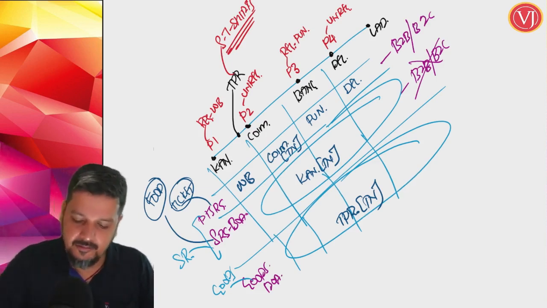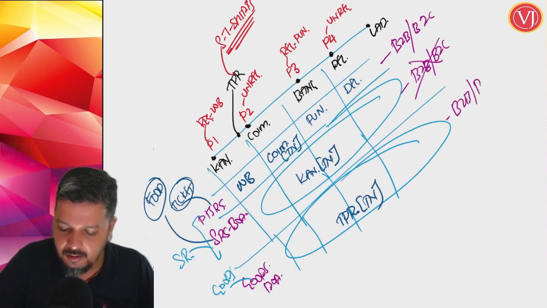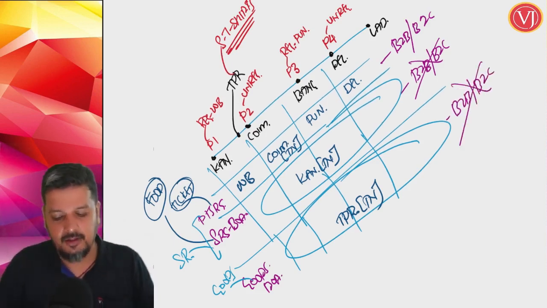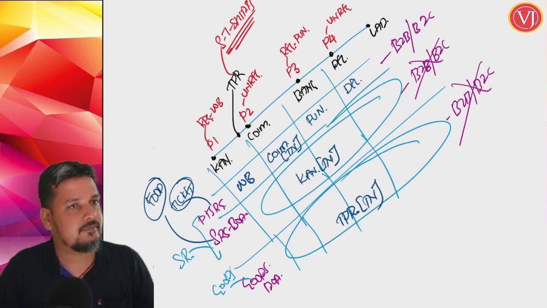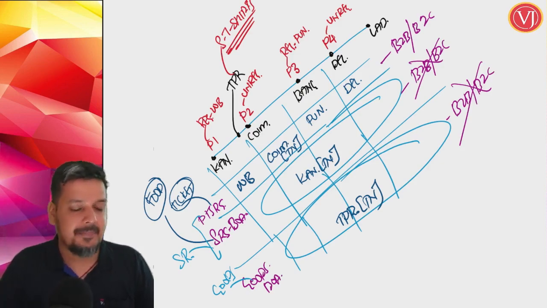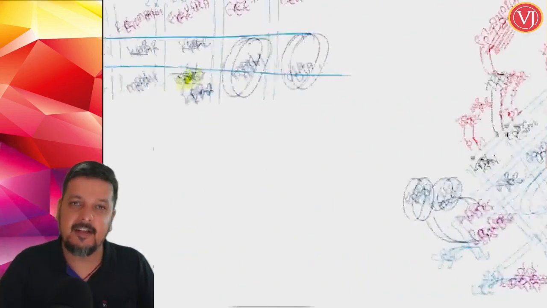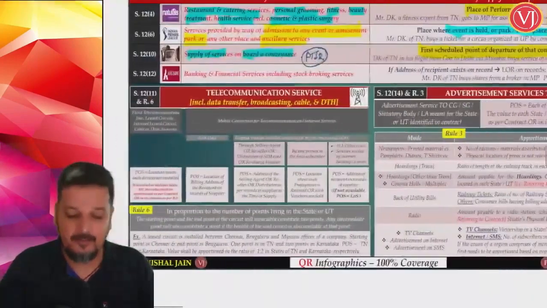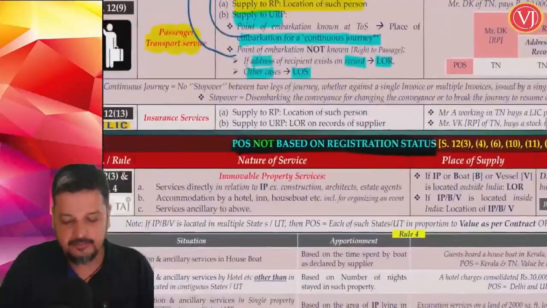Here also, whether it is B2B or B2C is not relevant. Are you guys clear with this understanding? Passenger transportation service and services on board a conveyance.